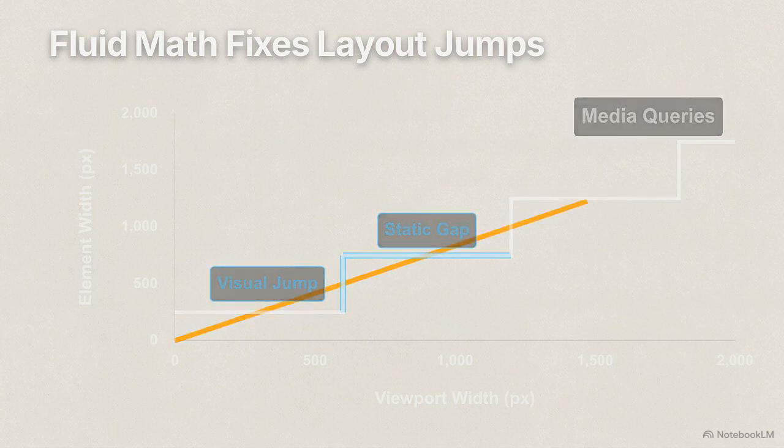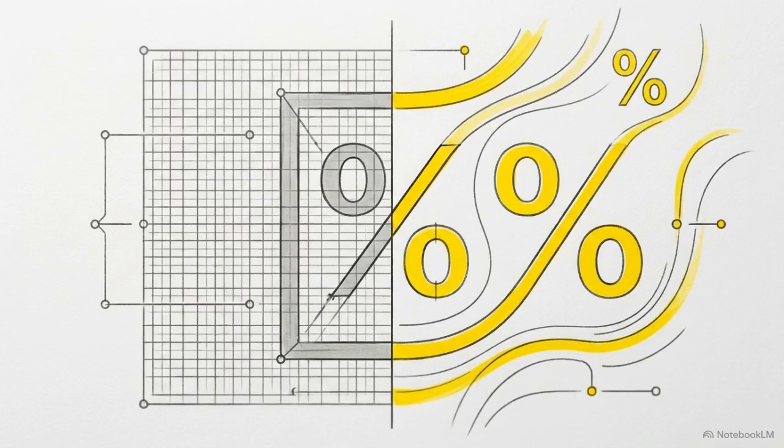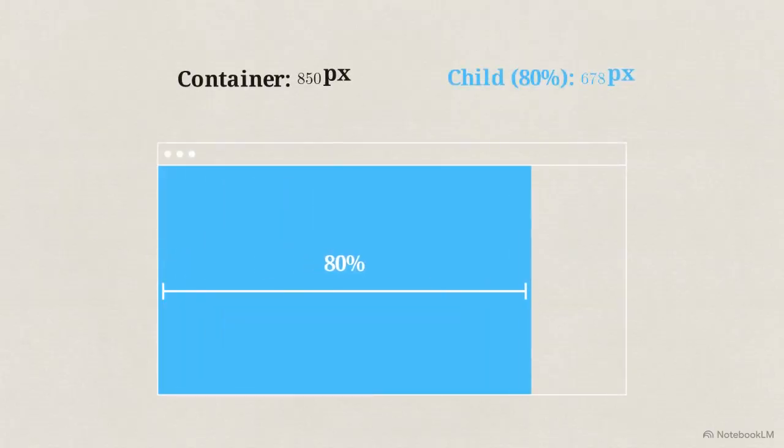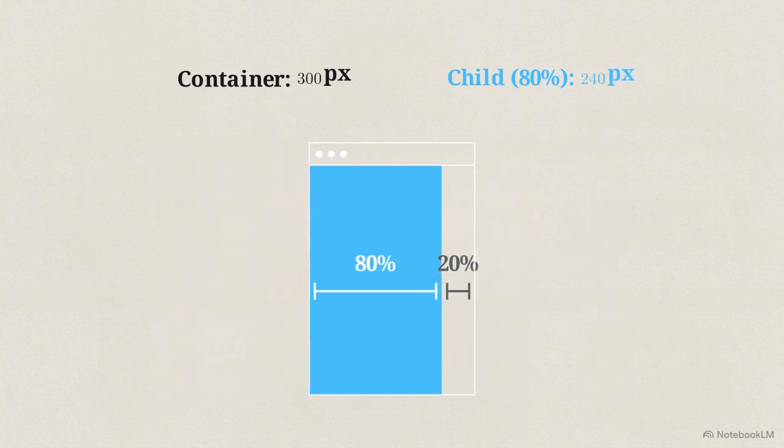Fluid layouts offer a mathematical alternative. Instead of jumping between fixed states, the layout adapts along a smooth, continuous linear progression. This continuous adaptation is achieved by abandoning absolute pixel values in favor of relative units, like percentages. When you set a container to 80%, it will claim exactly that fraction of its parent element, calculating its own size dynamically on any screen.